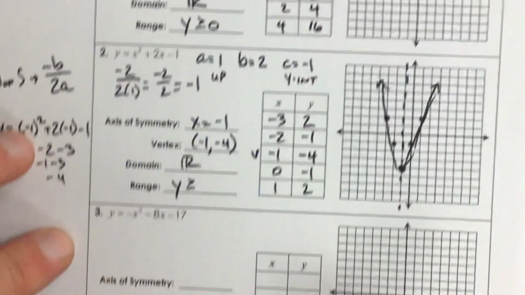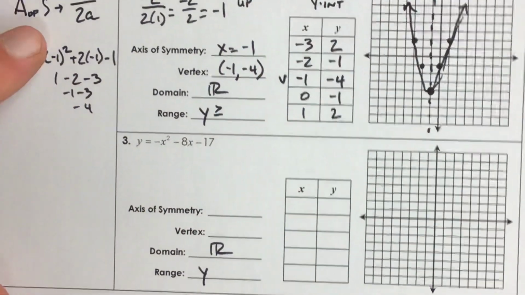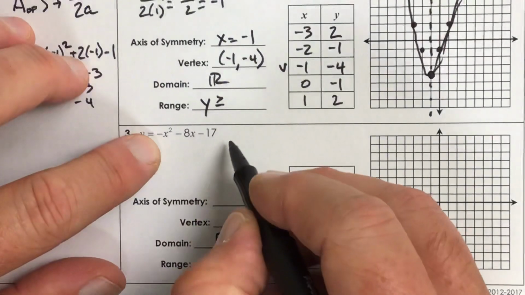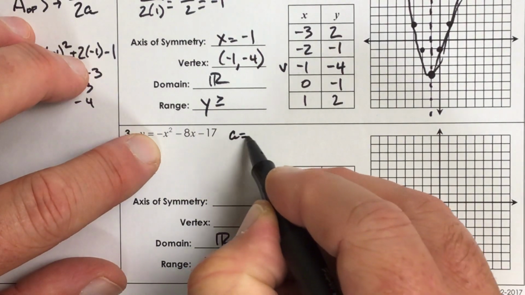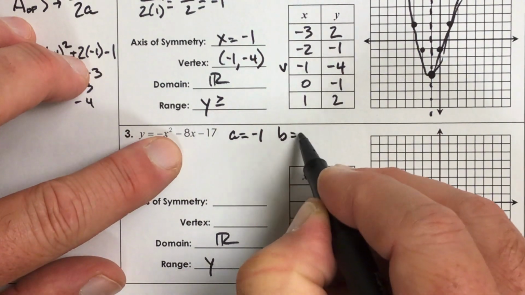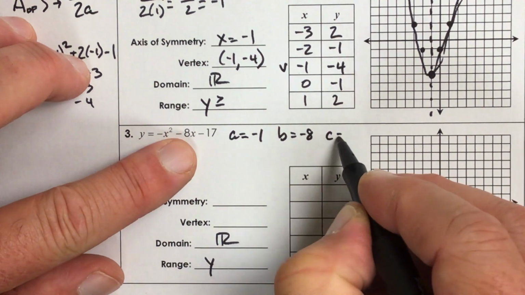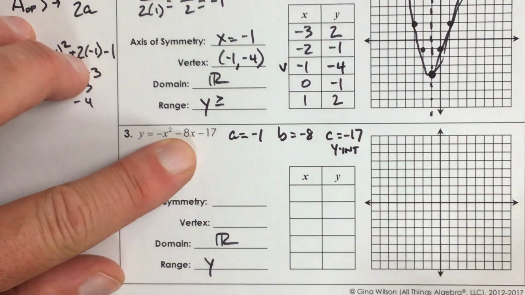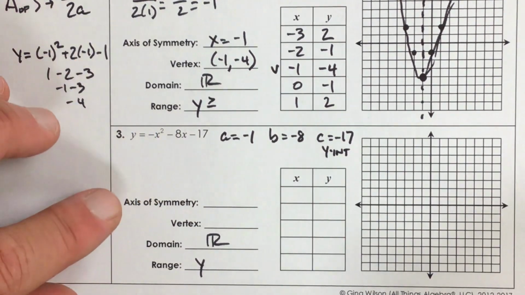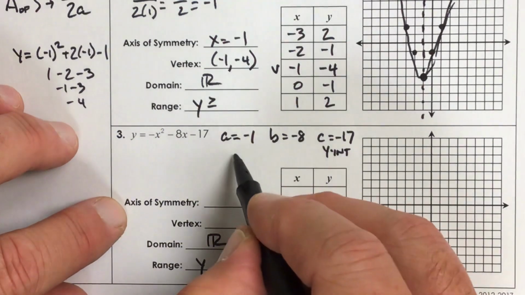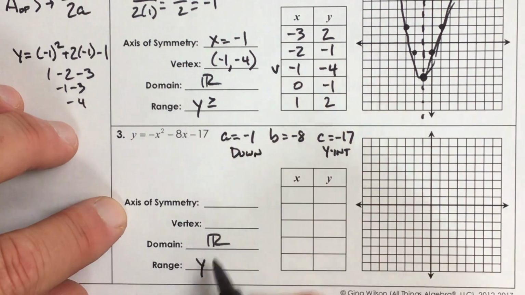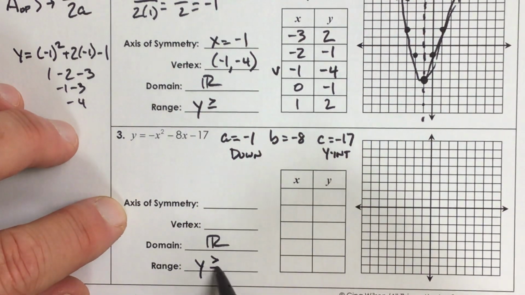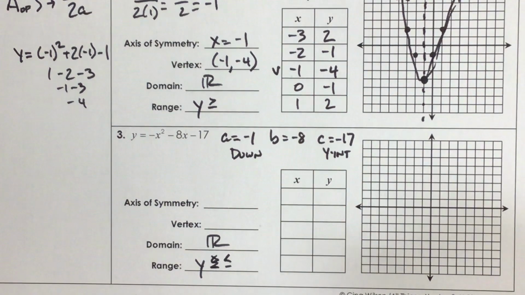Let's take a look at number 3 because number 3 is just a little bit different. A is going to be negative 1, B is going to be negative 8, and C is going to be negative 17. So this is our y-intercept. Well, we can't put negative 17 on there, right? We know that it opens down, so now the y is going to be less than, all right?